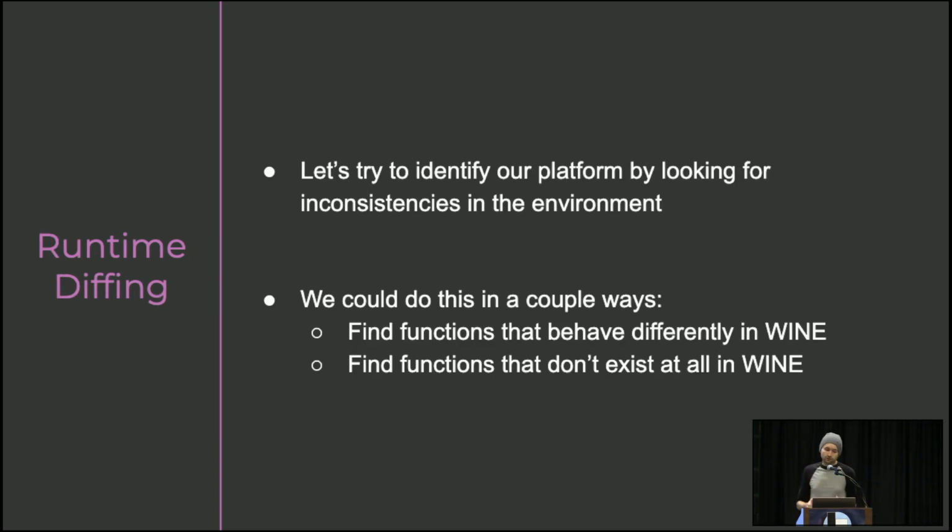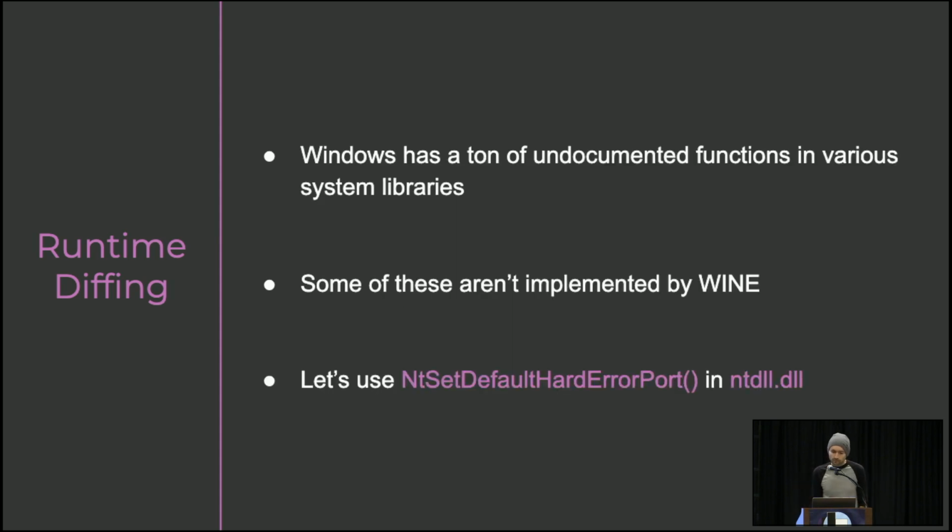So let's try to identify our platform just by looking at inconsistencies in the environment. Obviously, Wine and Windows are different code written by different people. There are places where they're not going to match up. So we could do this in a couple ways. The first is we could find functions that behave differently in Wine. They take different arguments, or they just don't do the right thing. Or we could just find functions that don't exist at all in Wine. And we're going to do the second one because it's a little bit easier.